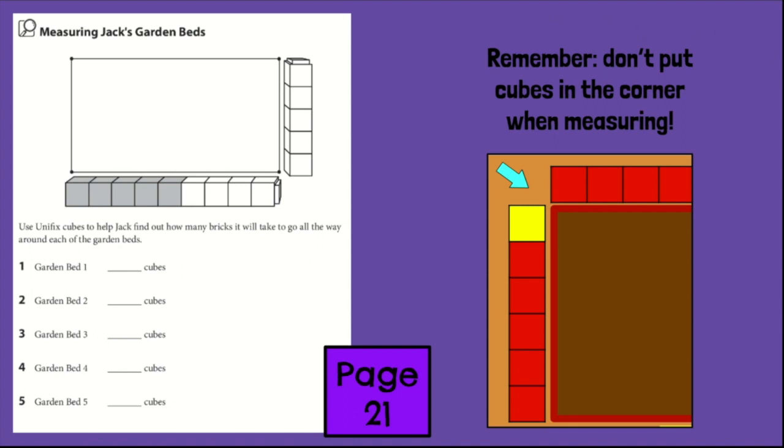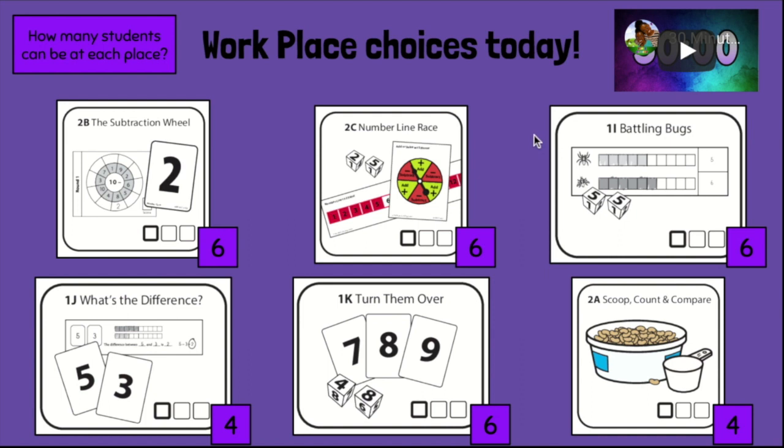But you're going to measure the perimeter of each garden bed. Then you'll write on here how many cubes. Remember that the perimeter is the distance all the way around. And then if you have time, you can work on your workplaces.